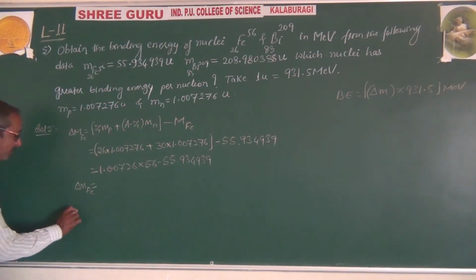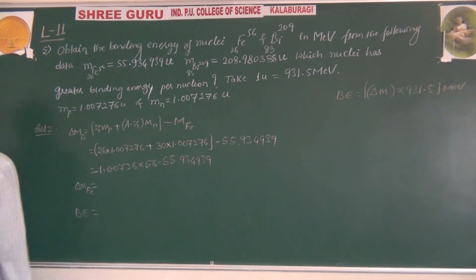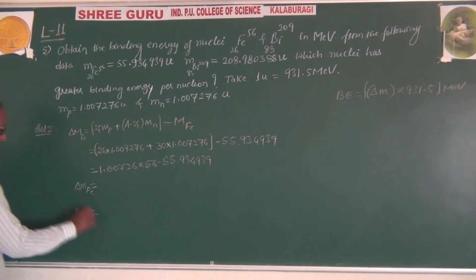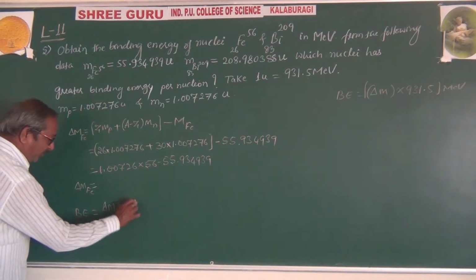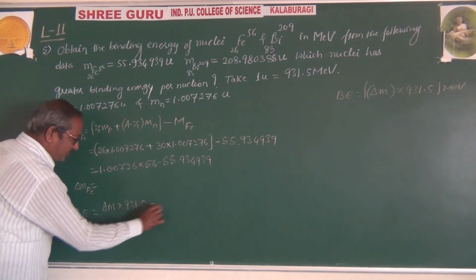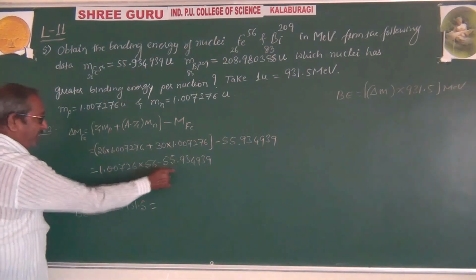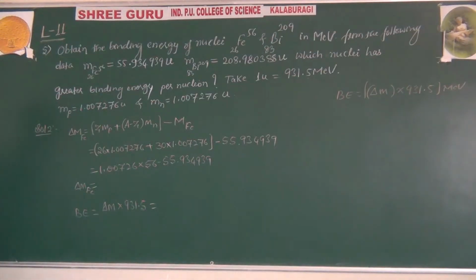Then the binding energy equals delta m into 931.5. You simplify and substitute here. After substituting, you will get the binding energy of the iron.